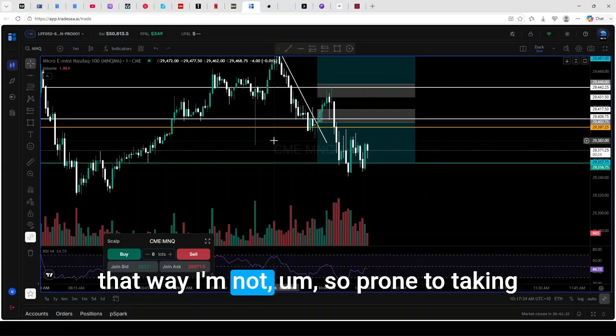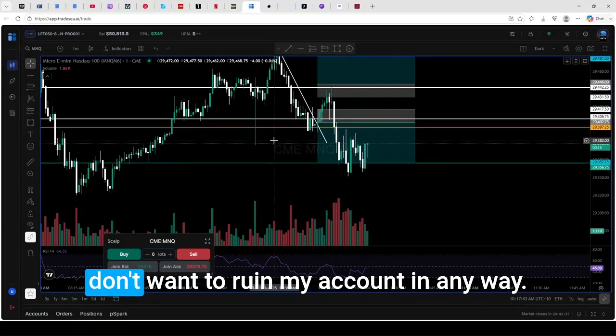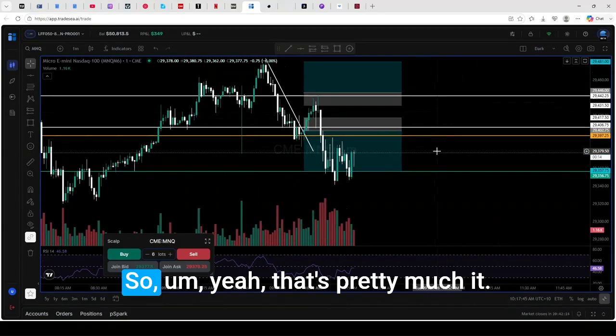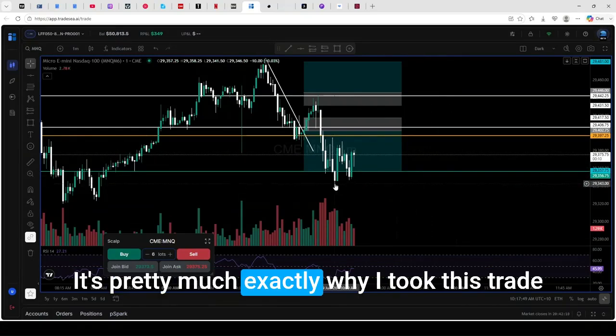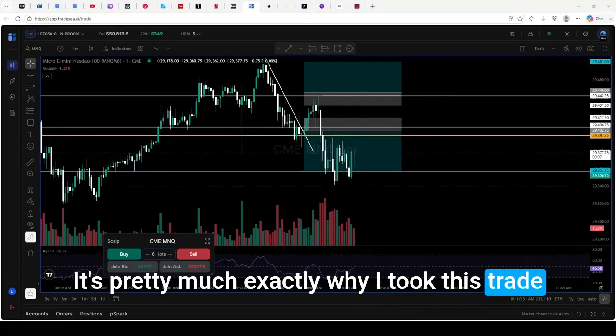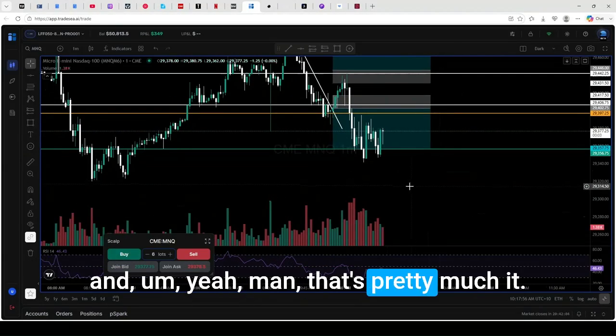so that way I'm not so prone to taking just a trade. I don't want to ruin my account anyway. So yeah, that's pretty much it. It's pretty much exactly why I took this trade, and yeah, that's pretty much it.